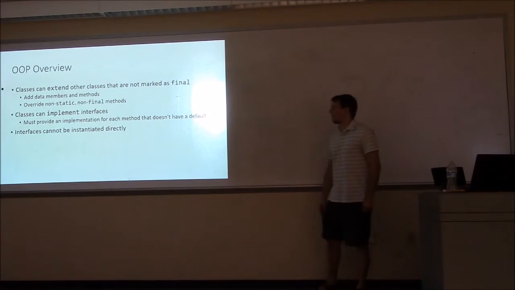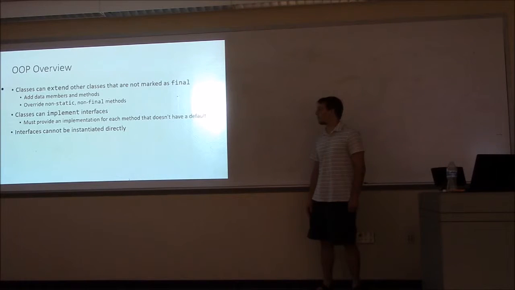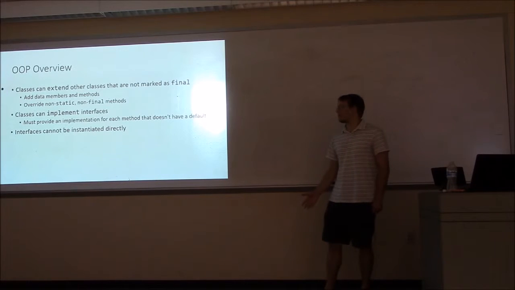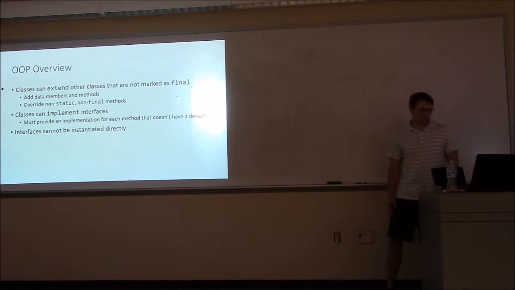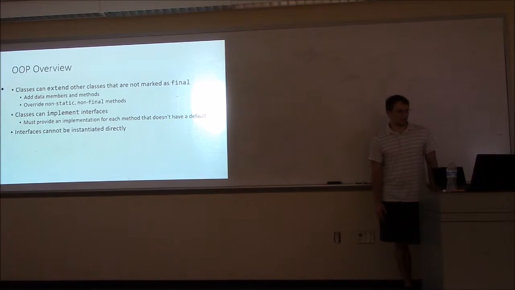Classes can also extend other classes that aren't marked as final. So what that means is they get all of the methods and fields that are in the original class, but they can also add new members. And they can also override the behavior of non-static, non-final methods in the base class. Classes can also implement interfaces. And what that means is they must provide an implementation for each method that doesn't have a default. So like I said, if the interface has a default implementation, then you can leave those blank or provide a new override.